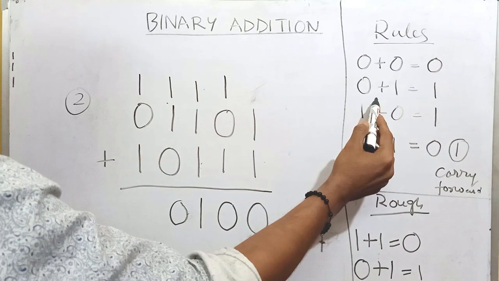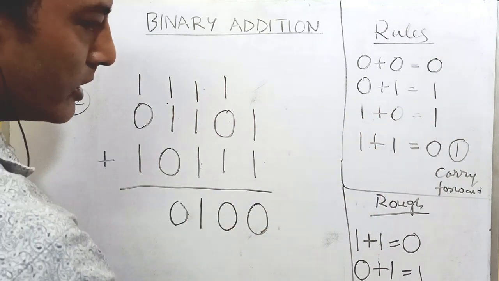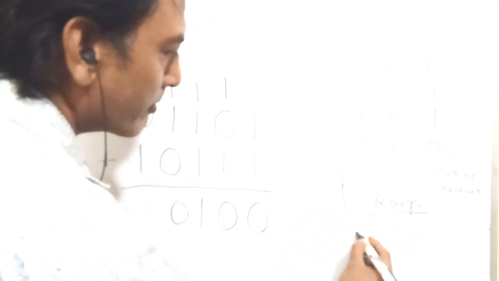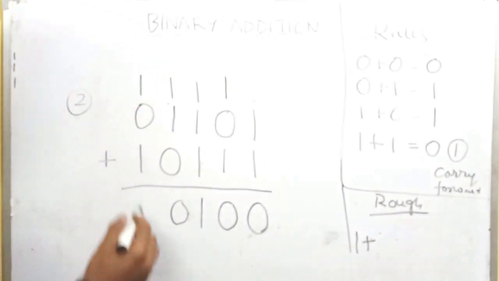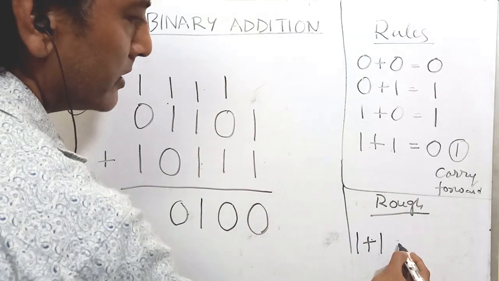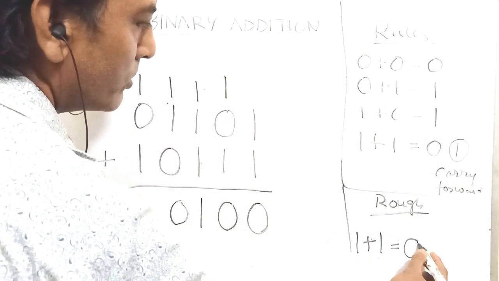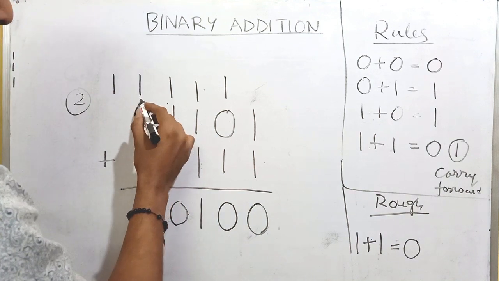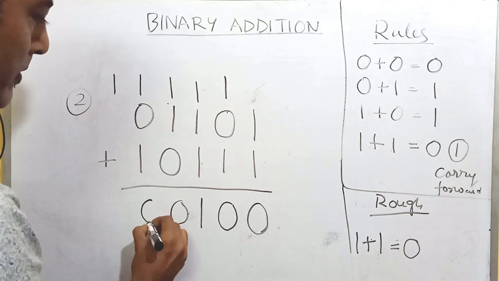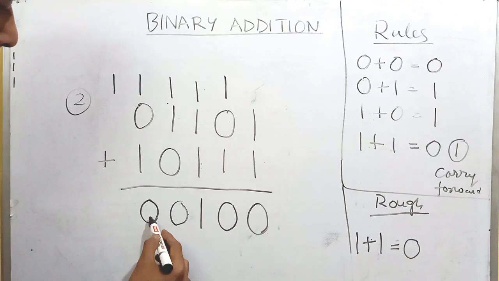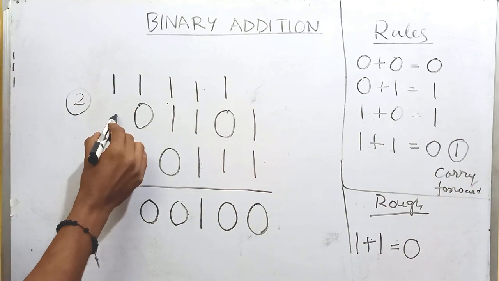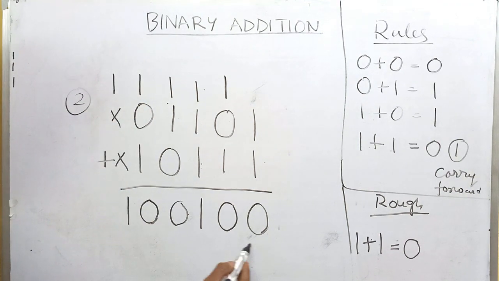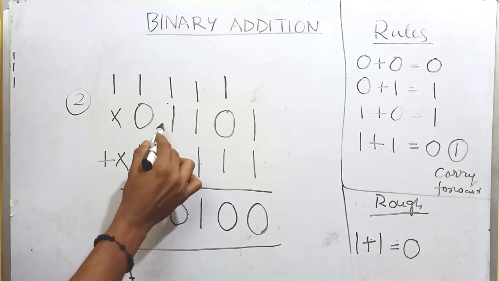Now 0 plus 1 we will calculate this. 0 plus 1 is equal to 1. Again we will write it in the rough. And we will add this carry over again. So again it is 0. Again 1 will be carried forward. So this 0 comes here. Now 1 is carried forward here as there are no numbers here. So we'll straight away bring this 1 down. So this is the sum of these two numbers.